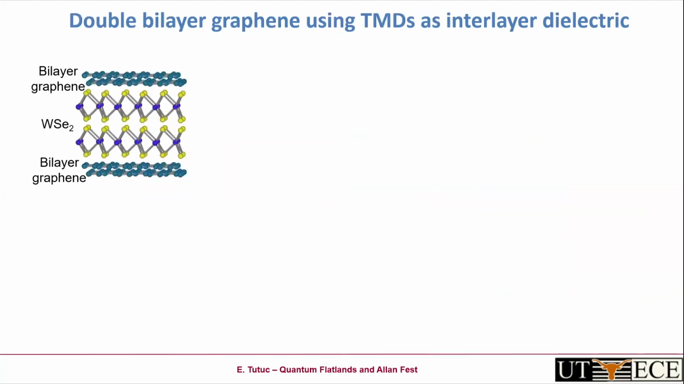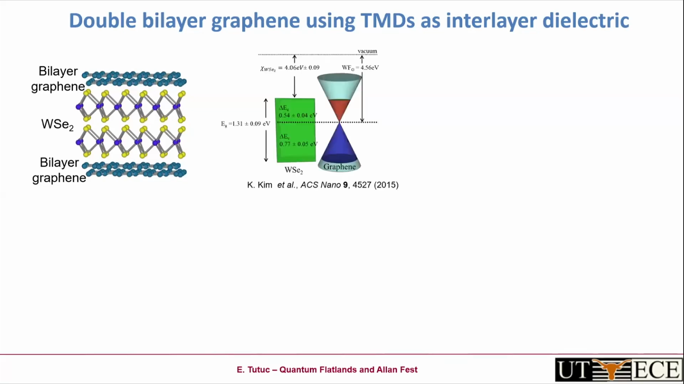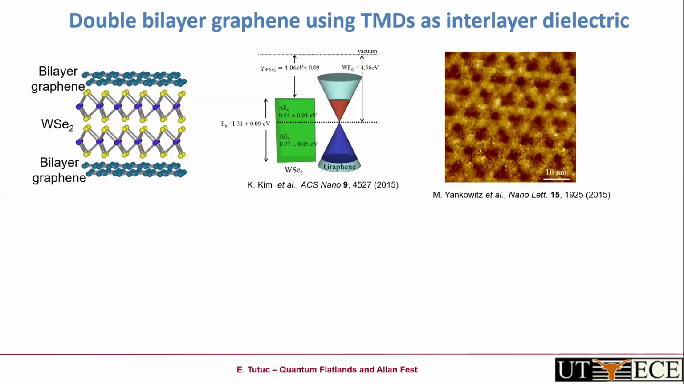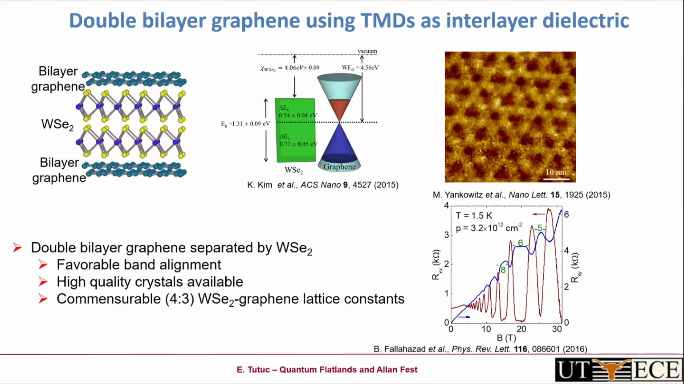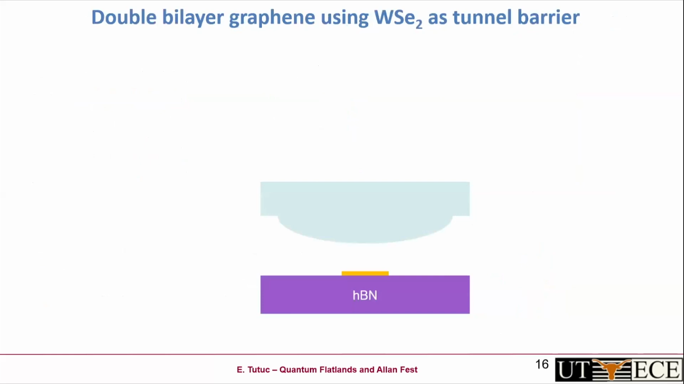So let's test this with a sample that consists of 2 bilayer graphene separated by a tunnel barrier, okay? And the choice here is made such that this tunnel barrier, which is tungsten diselenide, has a good alignment with the Dirac point of graphene. Tungsten diselenide is also a relatively high mobility transition metal chalcogenide. So let's build this double layer that is twist controlled, okay?